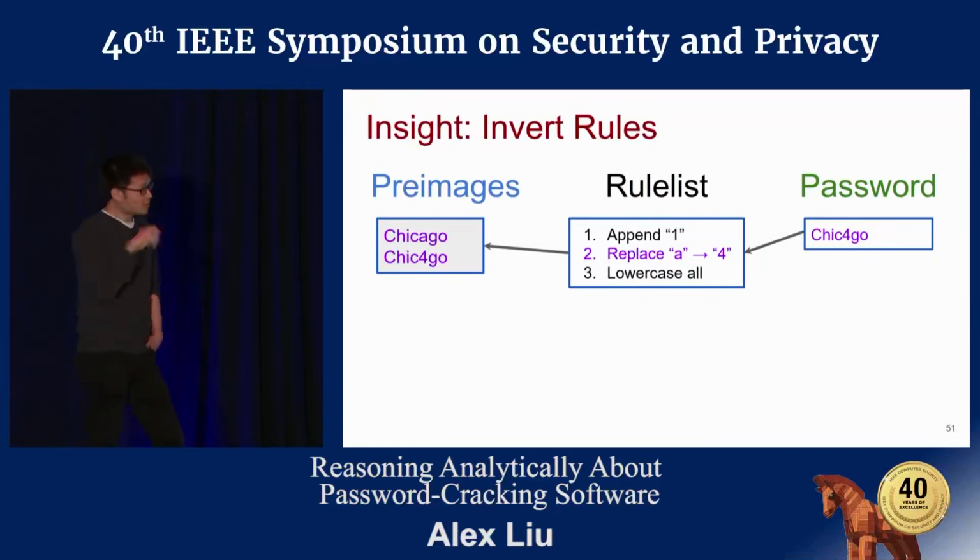And this actually saves you a lot of time. Because if you do it in the forward direction, you'll make millions or billions of guesses. But here, we just need to do two lookups in the word list to say, is Chicago in the word list? Is Chick4Go in the word list?